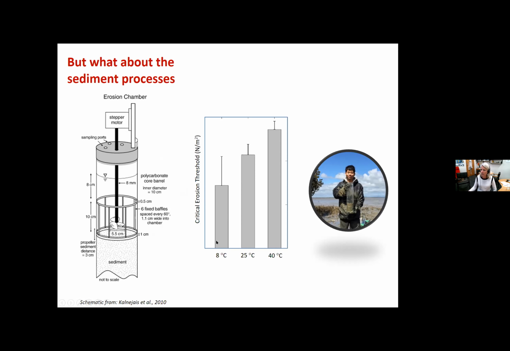But he showed, after having them exposed for only 6 hours, that the exposure temperature could make a vast difference to the critical erosion threshold. And so it could increase by double between 8 degrees and 40 degrees.